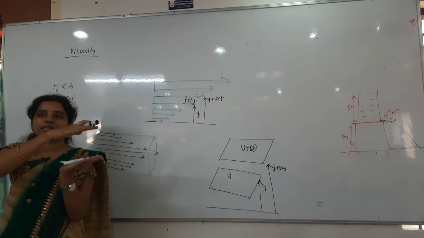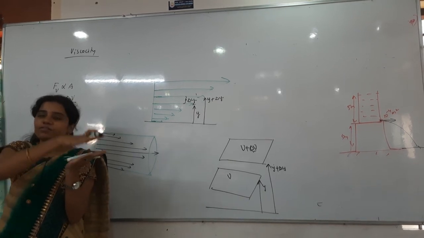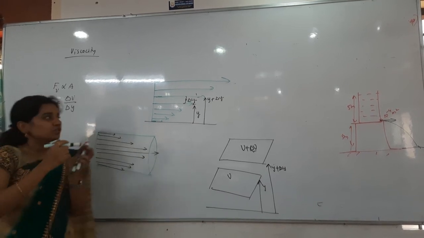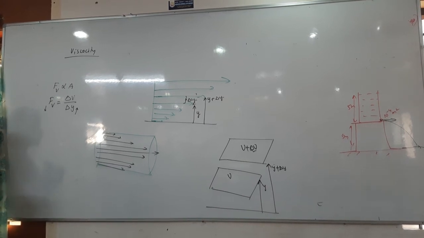Whenever more separation is there, at that time friction will be less. Whenever I bring them near to each other, whenever I press them even closer, at that time friction will be more. So whenever the separation increases, friction is decreasing here.